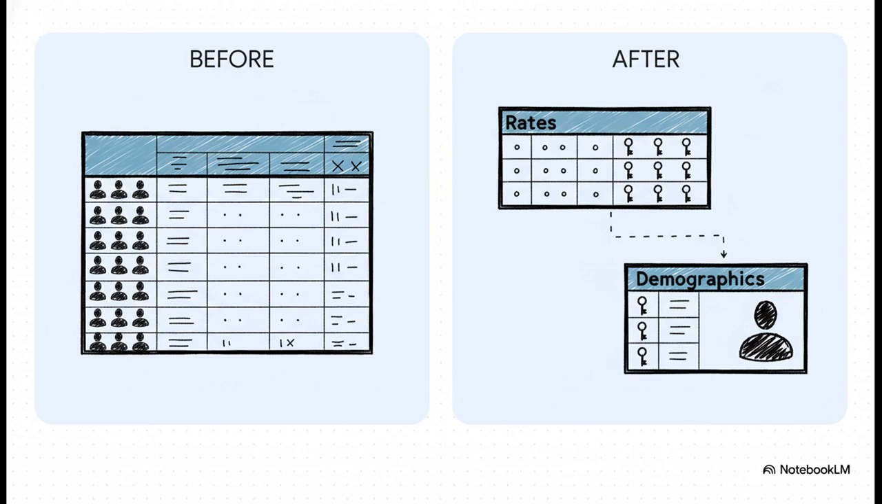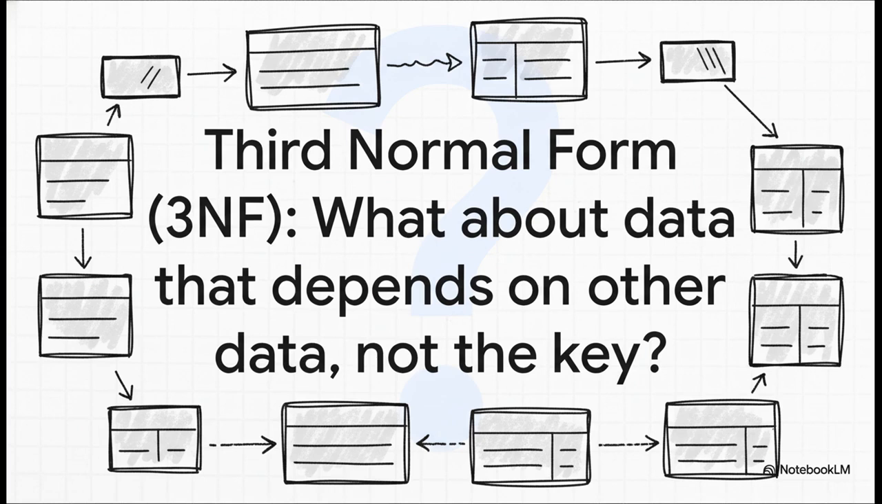We have our main rates table, and now this lean, efficient demographics table that just holds info about each group. We link them together with a simple ID, which is so much better than having to write race or gender thousands and thousands of times in our main table. And that brings us to our final foundational step, third normal form.